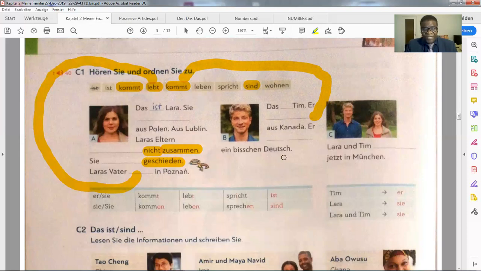Ein bisschen Deutsch. Now you guys know the meaning of bisschen. Ein bisschen Deutsch. He speaks a bit Deutsch, or a bit German. So where is speaking here? Spricht. Ein bisschen Deutsch. Okay, here we go. Lara und Tim jetzt in München. So, Lara und Tim in München. Jetzt means now. So, they now live in München.